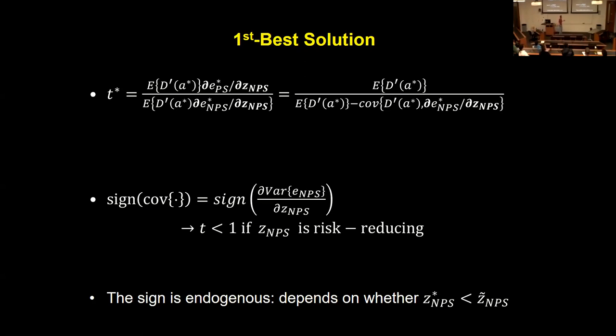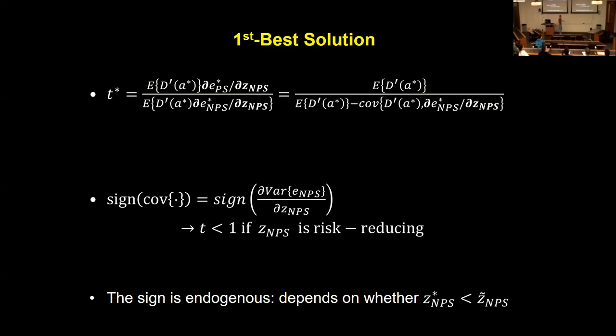The sign of this term, the covariance term, is equal to the sign of that marginal variance impact that we talked about earlier. So if more abatement is decreasing the risk, the variance is going down, this is a negative term. We're taking a negative in front of that covariance. This whole thing becomes positive, and this ratio then becomes less than one. So we have two positive terms in the bottom. The ratio is less than one whenever non-point abatement is risk reducing. If this term is positive, so that abatement is risk increasing, we're going to end up with the ratio greater than one. So the sign is endogenous.